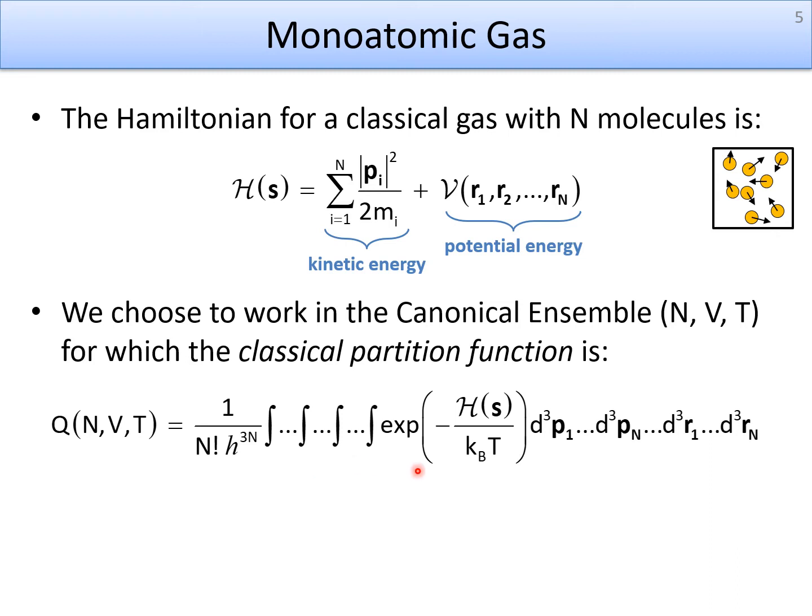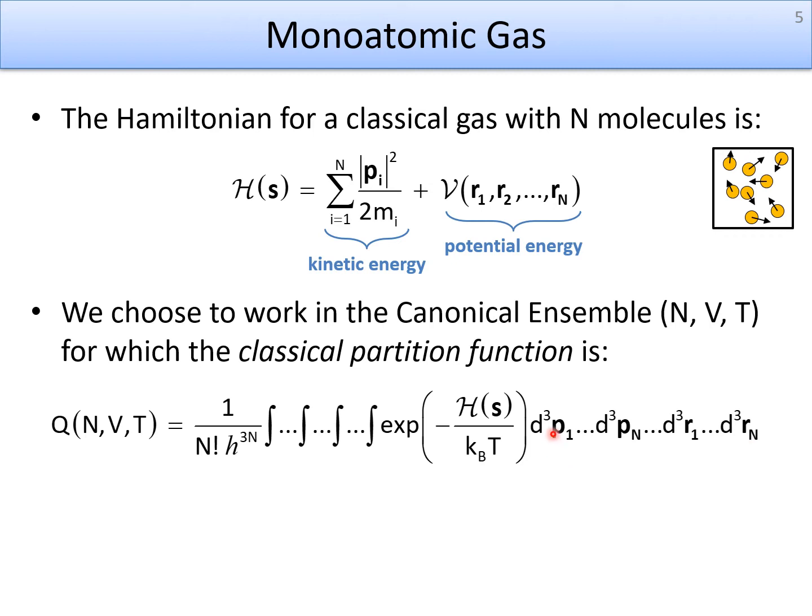So remember last time we said that we sum over all the possible states and we sum terms that look like this. Here, of course, we have a continuous range of values for the momentum and the position. So we are not summing, we're integrating. We are integrating this term e to the minus Hamiltonian evaluated at this microstate divided by kT. Now this microstate has these momenta and these positions.